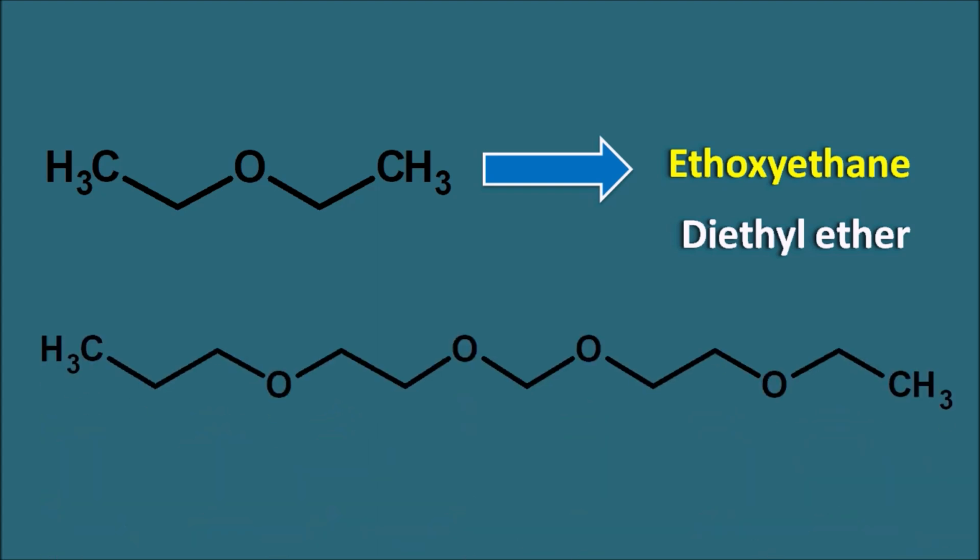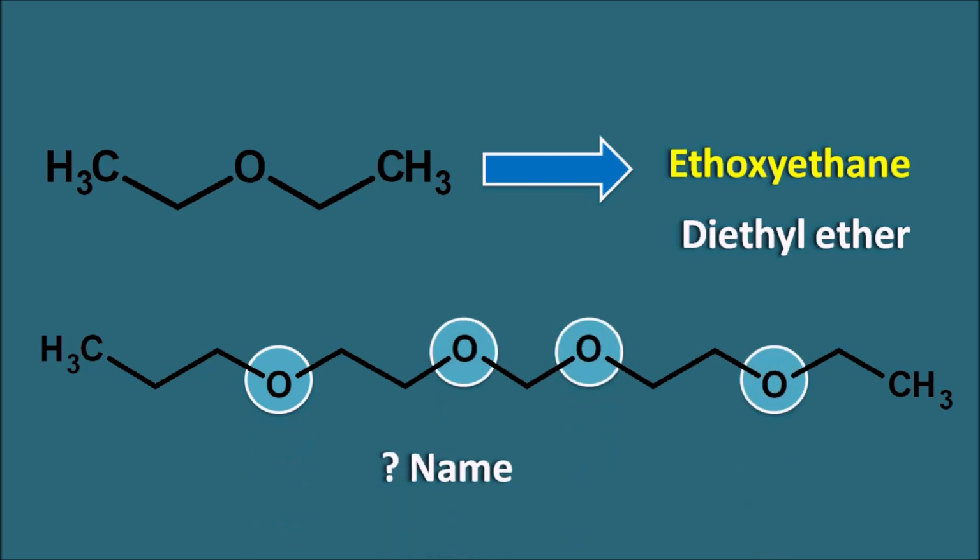Now let us take another structure like this, and you can observe in this structure 4 oxygen atoms are present. Now what is the name of this compound? Because it is not a simple ether and it is having so many alkoxy groups, it cannot be simply represented as alkoxyalkane. So here we have to use some special nomenclature in order to give the name for this type of compounds. So today in this video we will see the different types of nomenclature in organic chemistry which can be used in different situations in order to give the name for organic compounds.